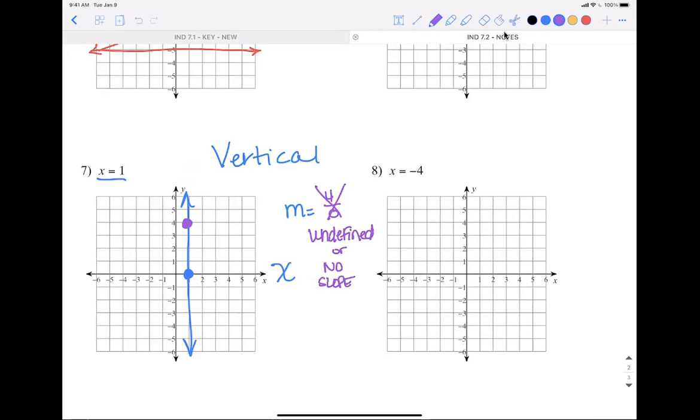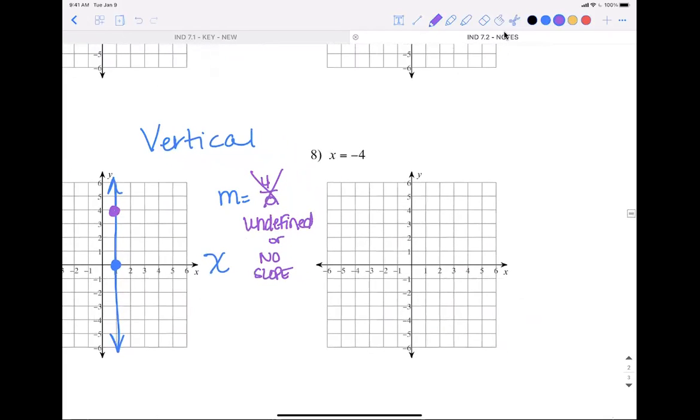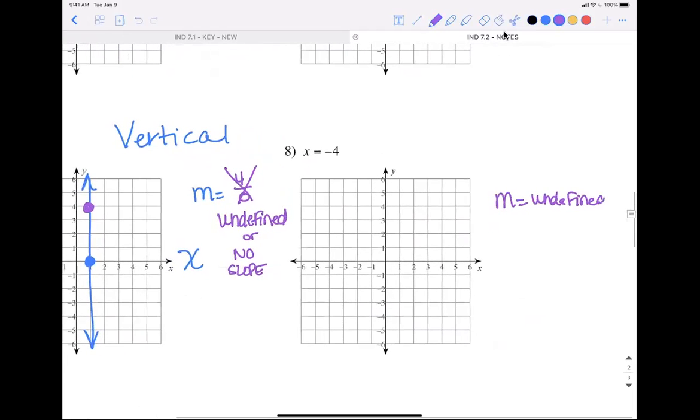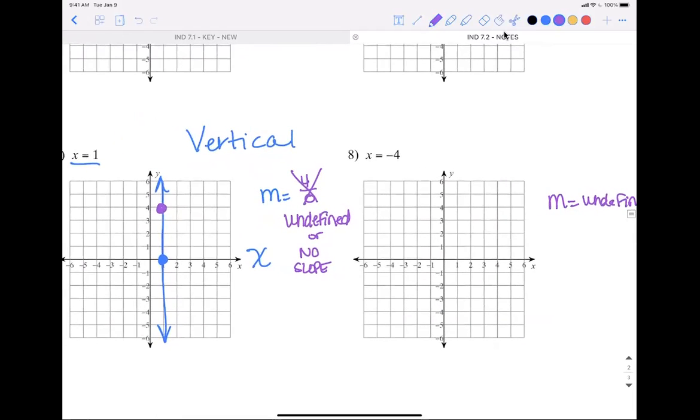I just want you to get used to seeing it both ways. Undefined or no slope. Again, you don't have to do the math of 4 over 0. You just simply, if you're asked the slope of x equals -4, slope is undefined. Okay, no math needed in either case. As long as you can remember the memory trick, you don't have to do any math of finding your rise over run. And the memory trick that my algebra teacher showed me is if you write 2 vertical lines together, they make an N for no slope or undefined.